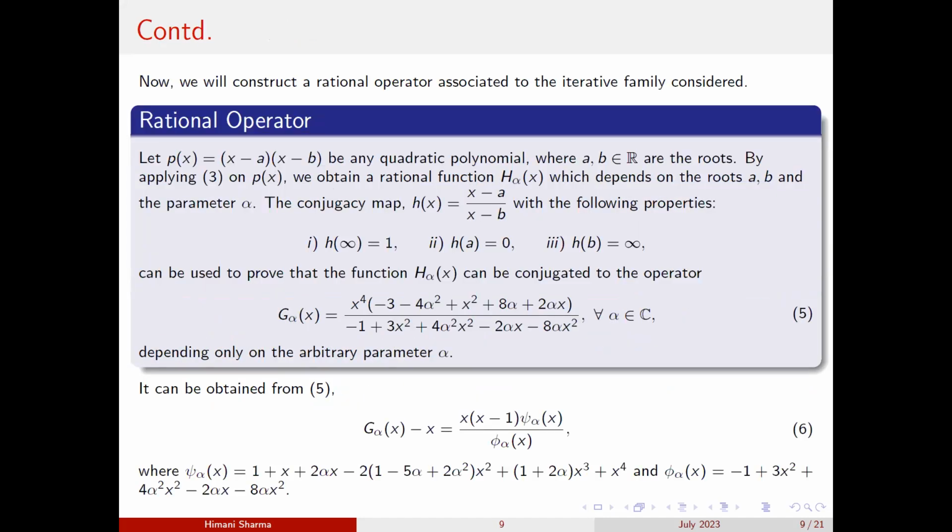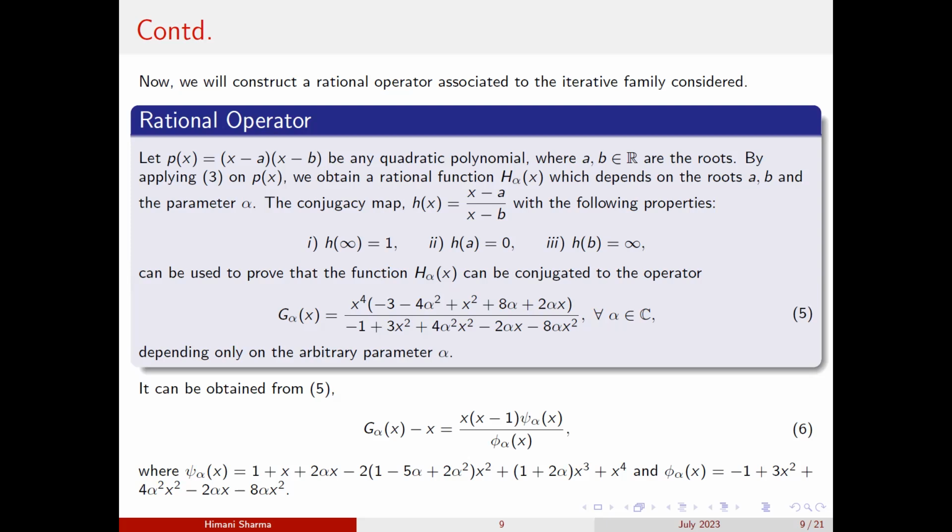Now, we will take a quadratic polynomial p(x) = (x - a)(x - b), having roots a and b belonging to the real numbers. Now, if we apply the iterative family on this polynomial p, we obtain a rational function H, which depends on the roots a, b, and the parameter alpha.